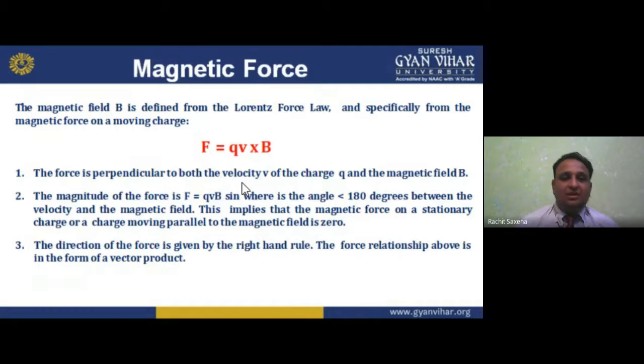Now the magnetic field B, that is the flux density, flux per unit area, Weber per meter square. The magnetic field is defined from the Lorentz force law, which we have already studied, and specifically from the magnetic force on a moving charge. The charge is moving and we have the magnetic force on it.